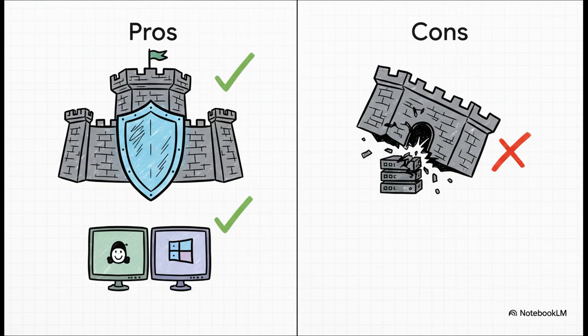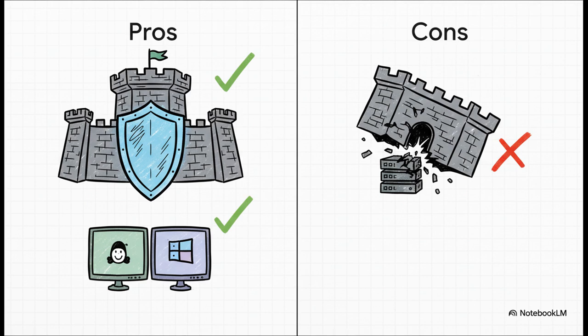And building a fortress like this, well, it comes with some pretty clear pros and cons. On the one hand, you get this incredible bulletproof isolation. If one virtual machine crashes and burns, it doesn't affect anything else, not the other VMs, not your main system. Plus, you can run totally different worlds side by side. Linux on Windows, Windows on a Mac, you name it.